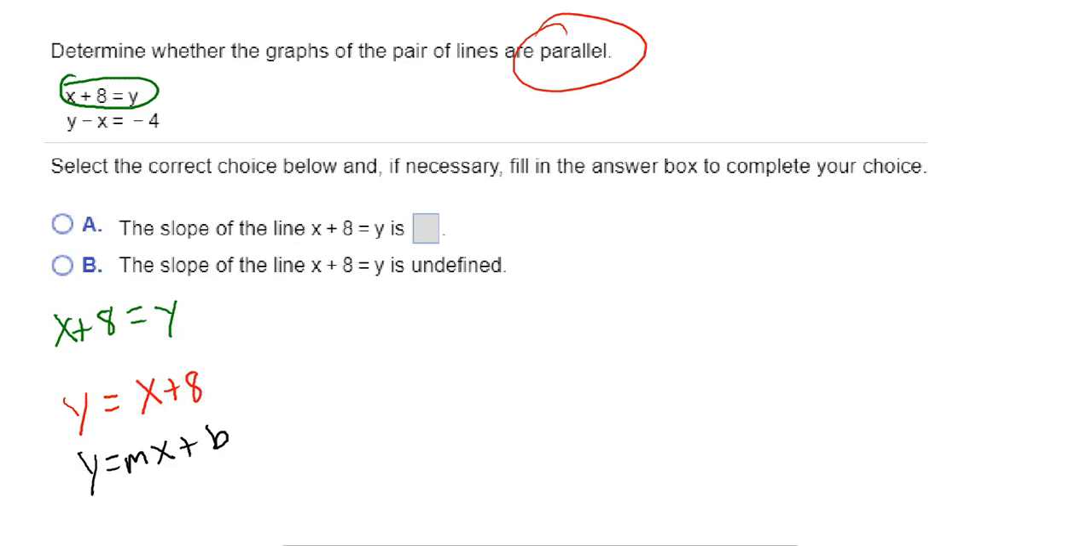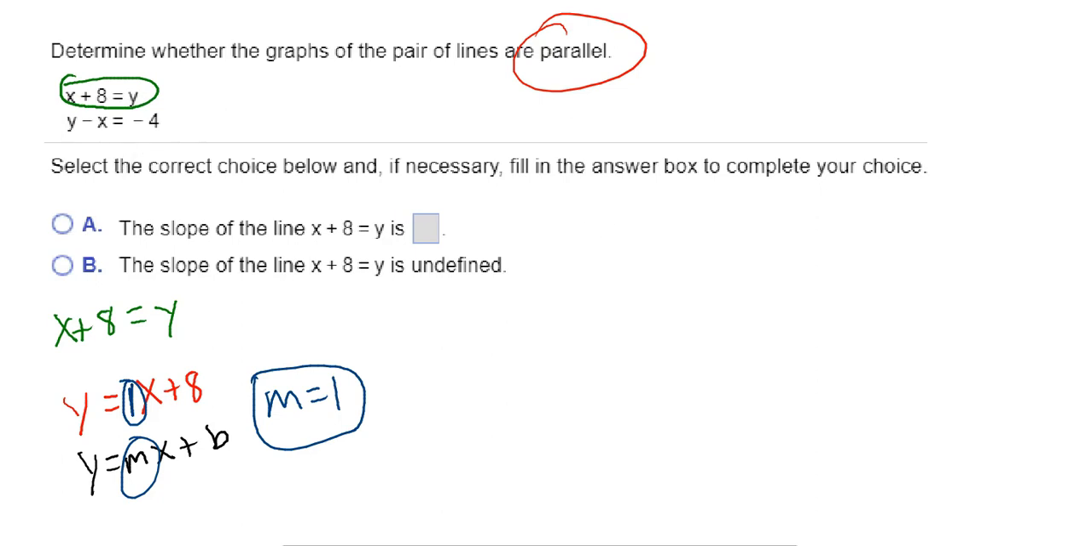We haven't seen an example of this yet, I don't think. There's no number in front of the x, which means it's an invisible 1. And so the slope is equal to 1 in this case. So the slope of the first line is equal to 1. In order for these lines to be parallel, the slope of the second line would also need to equal 1.